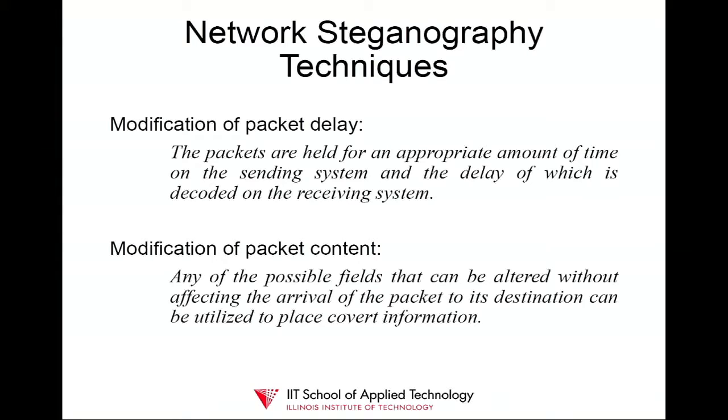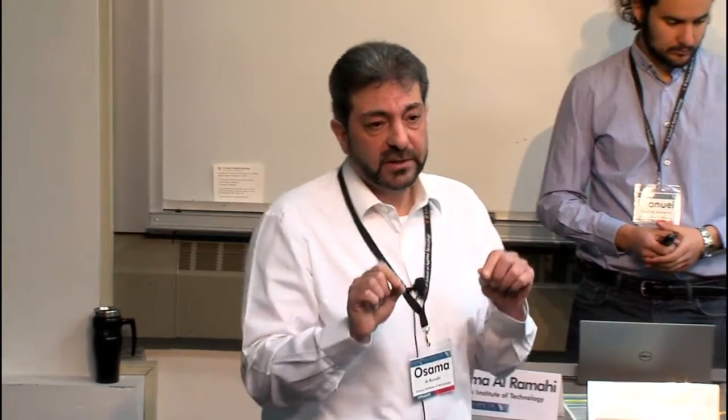And the second method is modifying packet contents. You know that the network layers are divided into fields. So you make a choice of one of these fields, and you insert your data in that. But the main thing is that it should not affect the arrival of that packet at the receiving side. So those are the two methods, the two techniques in network steganography.